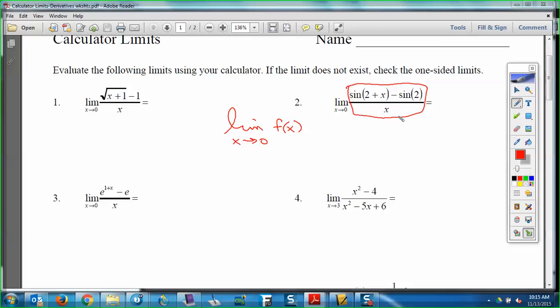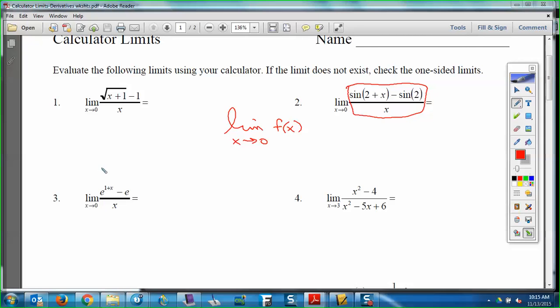Now, we couldn't do this one with algebra, right? Because you can't distribute. There's no such thing as distributing sine to there. There is a rule for sine of 2 plus x that you could expand out, and maybe some nice things would happen. Well, there probably is some algebra here, but not any algebra we're going to worry about doing.